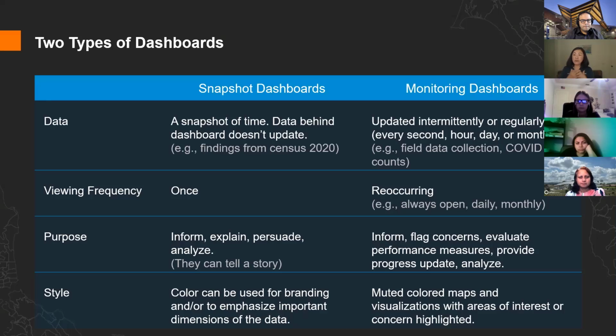Typically, you view a snapshot dashboard once or maybe a couple of times. The purpose of snapshot dashboards is to inform, explain, persuade, and enable viewers to analyze the data. They can, and they often do, tell a story. Colors can be used in very creative ways for snapshot dashboards in order to convey the story that you're trying to tell.